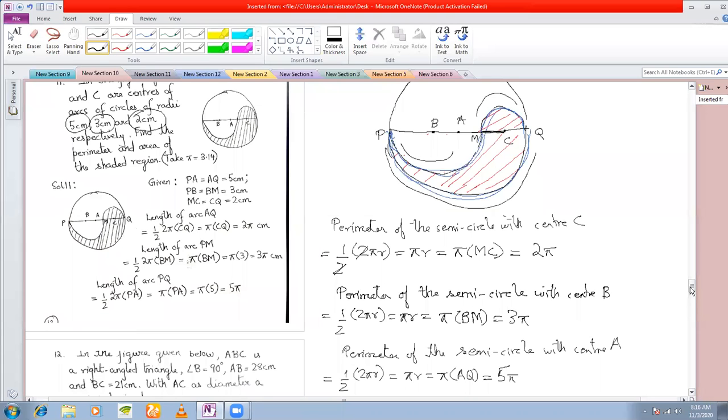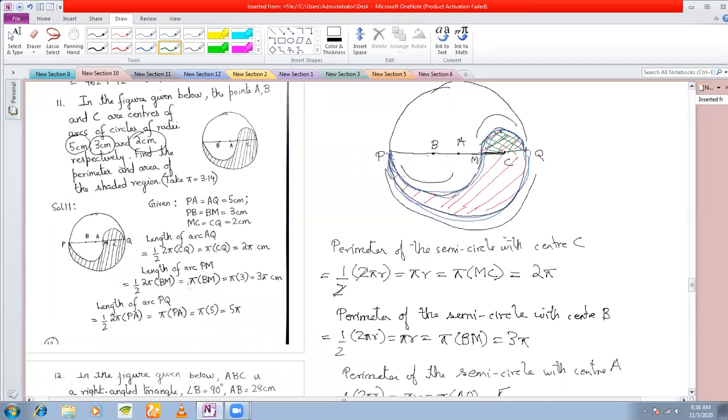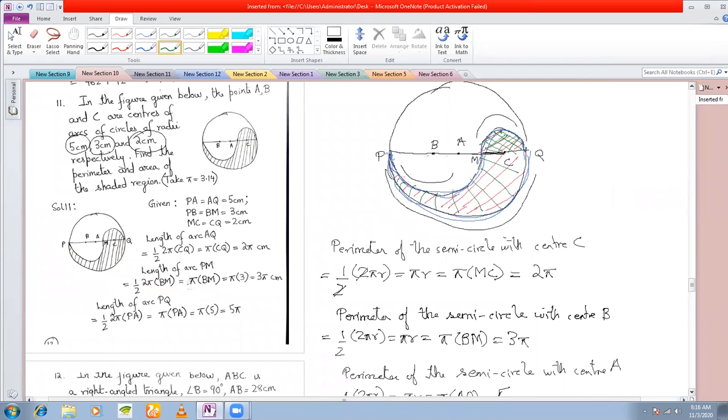But what does the area consist of? If you see in the figure, the area consists of this region here. This green region, that is the area of the semicircle with center C. Also, the area consists of this shaded region, this one. But what is the area of this green shaded region? The area of this green shaded region is the area of the semicircle with center A, right? Minus the area of the semicircle with center B. Okay, so that is what the area is.